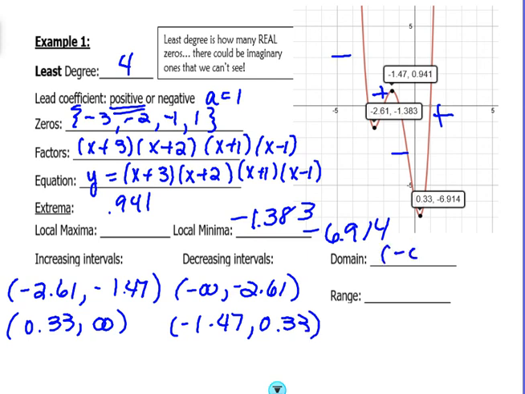Alright, domain is all reals. And for the range, we bottom out at negative 6.914, and we go up to infinity.